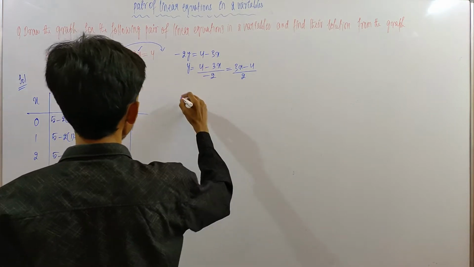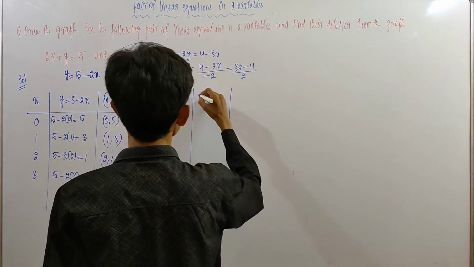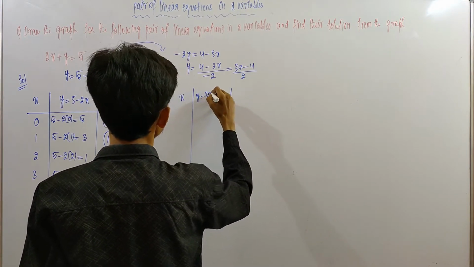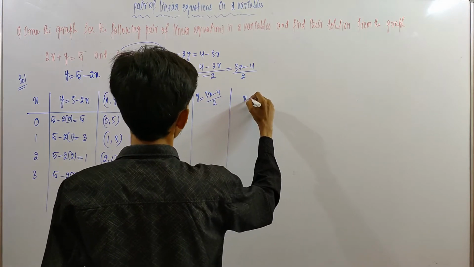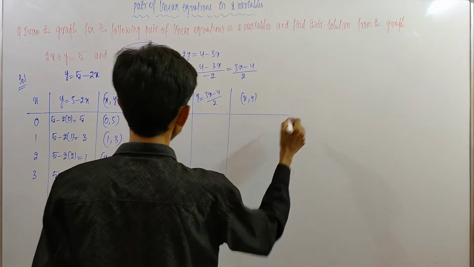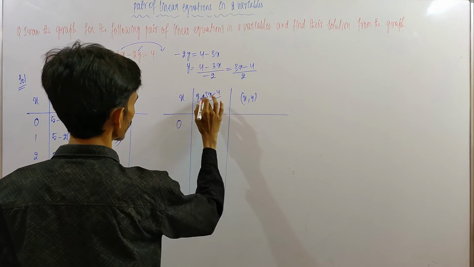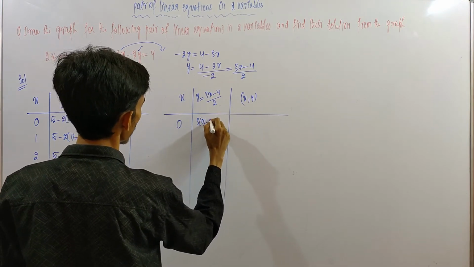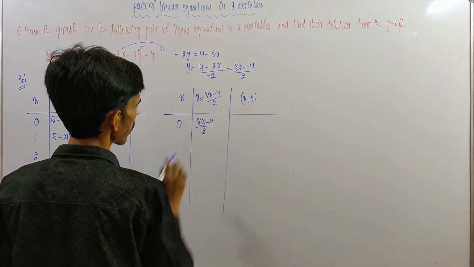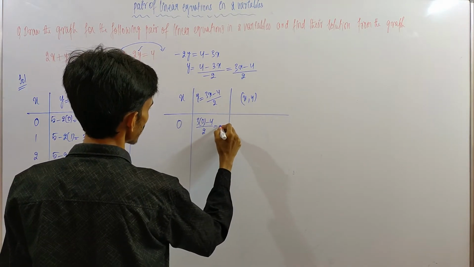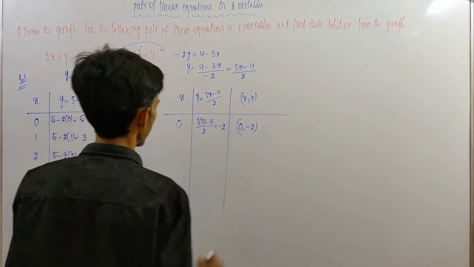For this also we will make 3 columns: x value, y value and ordered pair. y here is 3x minus 4 divided by 2. Now x comma y ordered pair. Let us take the value of x as 0. Then y will become 3 into 0 minus 4 divided by 2. So 3 zeros are 0. Minus 4 by 2, the value is minus 2. So we have 0 comma minus 2.